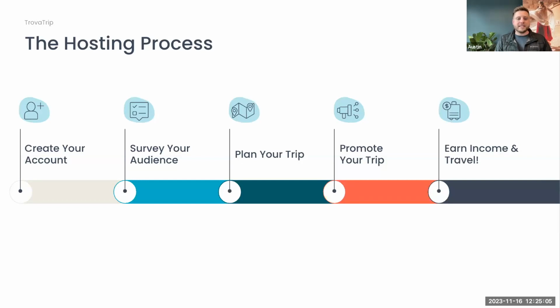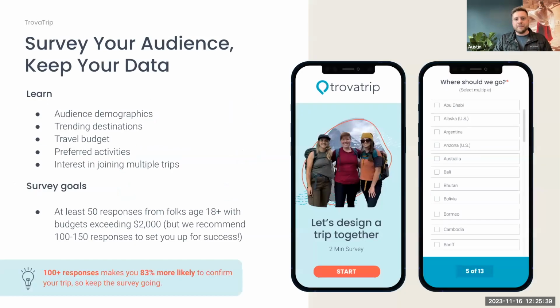So let's talk about the hosting process. We do our best to make it as easy as possible for you. It's important to remember, we created this business model for creators. So we want to make this as easy as possible for creators specifically to plan, manage, and sell their trips. So starting with creating your account, you'll get access to a survey link. You then survey your audience. You use that data to plan your trip. You then promote your trip, get bookings, and then when it's time, you travel and make that money. So let's dive into each of these steps in a little bit more detail.